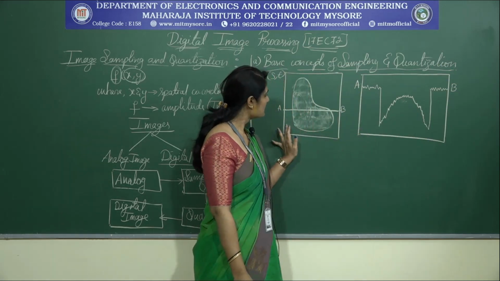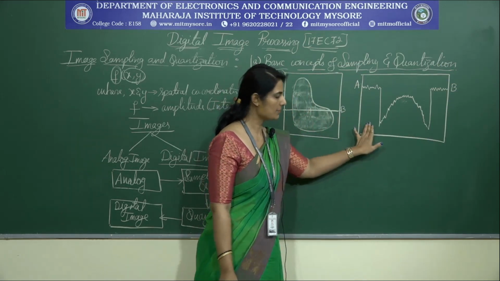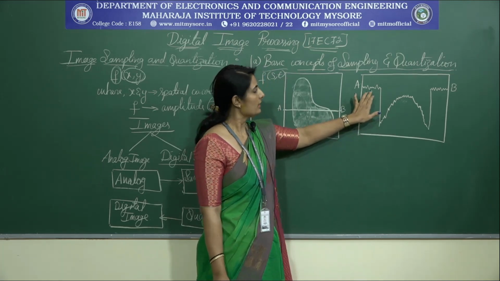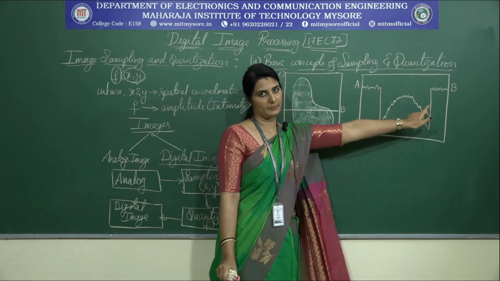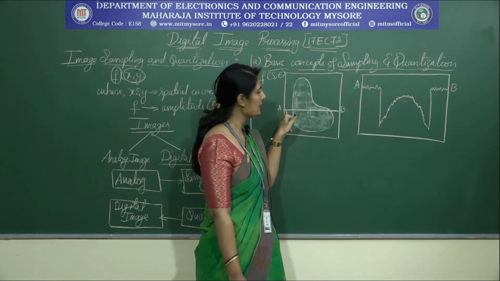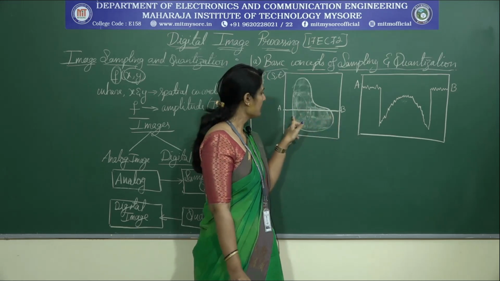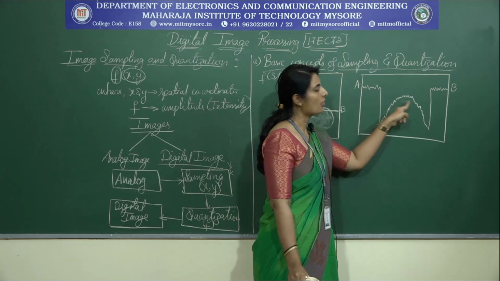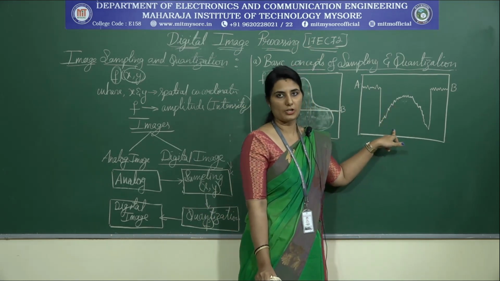So I am converting this continuous image into a one-dimensional function. That means this is a plot of amplitude along the line segment AB. So this gives the amplitude or the intensity levels along the line segment AB in this continuous image. And these random variations are due to the presence of image noise.